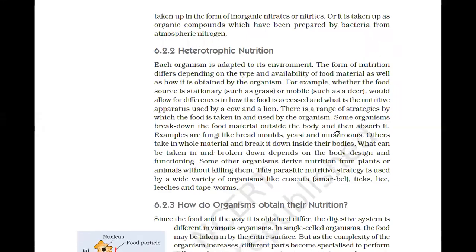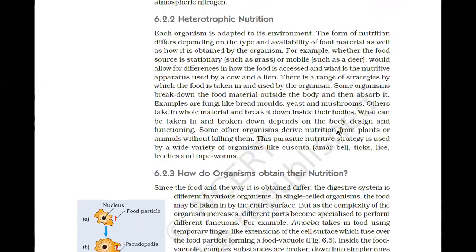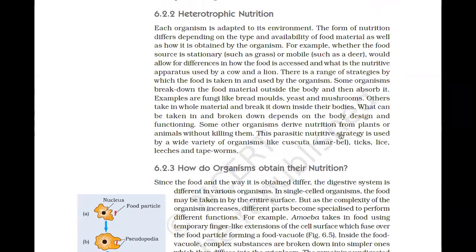Heterotrophic nutrition. Each organism is adapted to its environment. The form of nutrition differs depending on the type and availability of food material as well as how it is obtained by the organism. For example, whether the food source is stationary or mobile would allow for differences in how the food is accessed and what is the nutritive apparatus used, as in a cow and a lamb.